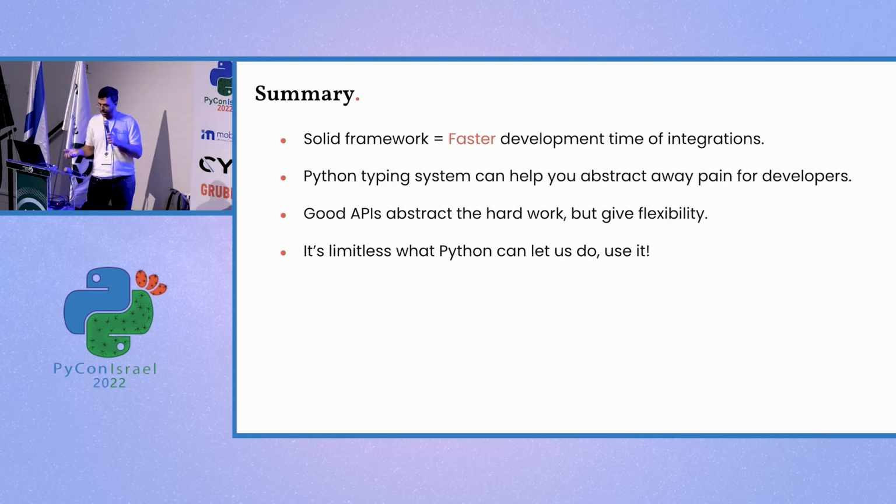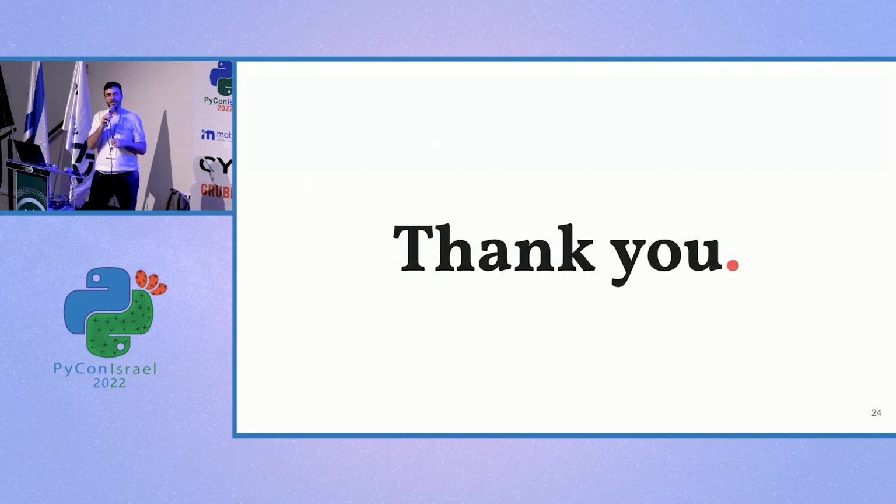So let's summarize. Solid frameworks mean happier developers and faster development and delivery times. The typing systems in Python really can help us abstract the pain. And good APIs really abstract all the crappy stuff and give you the flexibility to do whatever you want. And it's limitless. Thank you very much.